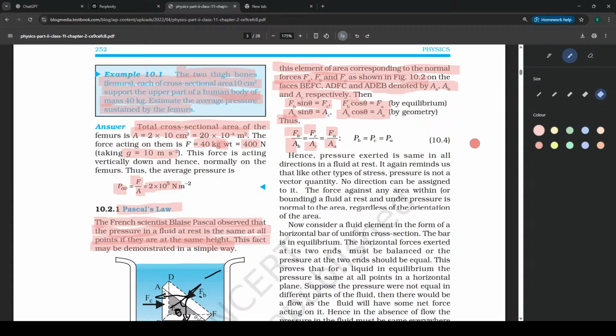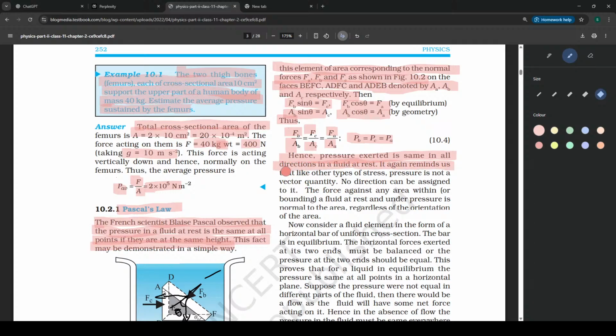They just equated sine theta here, where sine theta is equal to FB by FC, and sine theta is also equal to AB by AC, through which we will get FB by AB, which is equal to FC by AC, which is equal to FA by A, where PB is equal to PC, which is equal to PA. Hence, pressure exerted is the same in all directions in a fluid at rest.